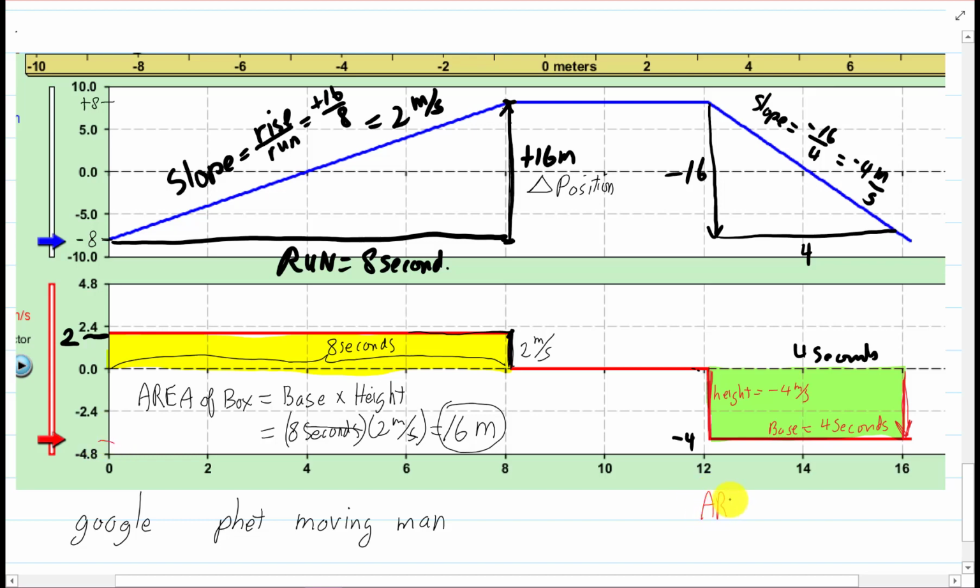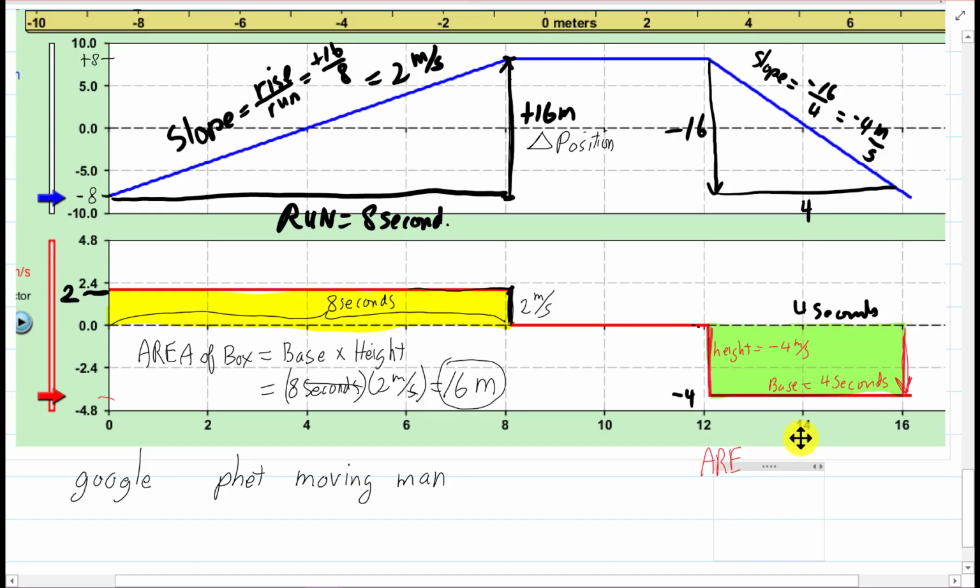So the area of this, sorry, area is base times the height, and the base is 4 seconds, and the height is -4 meters per second. So when I do this, I get -16 meters. And what is that? During that time frame, that's how much it moved.